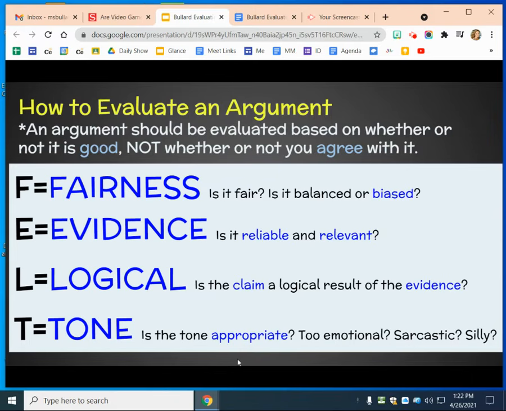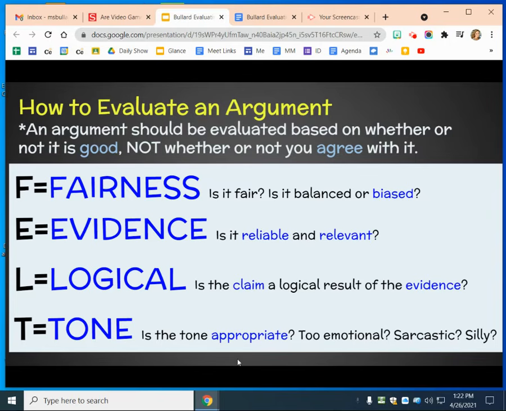Strong arguments actually address the opposite side. They call it a counterclaim. And when you address the opposite side and try to talk about solutions for the opposite side, that makes your argument much stronger. If you ignore the other side and don't address it, the argument is weaker and it's biased.